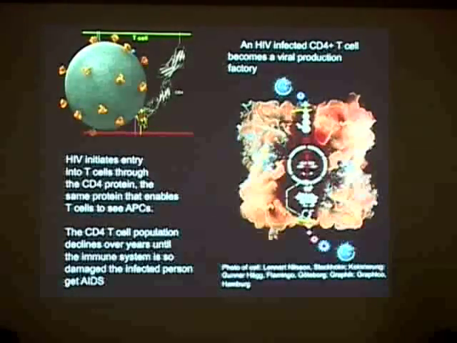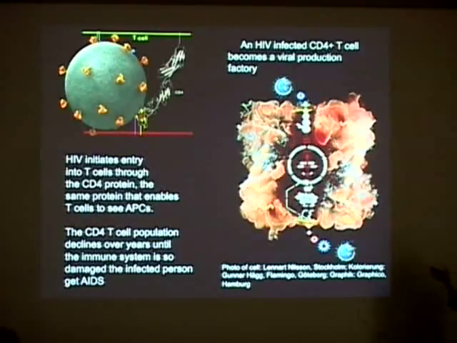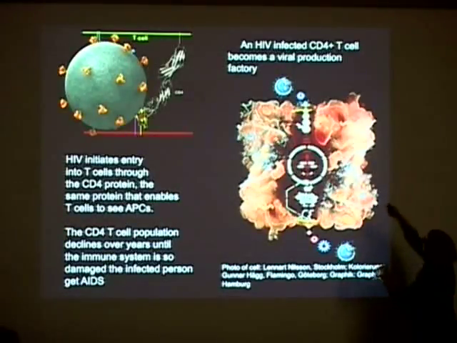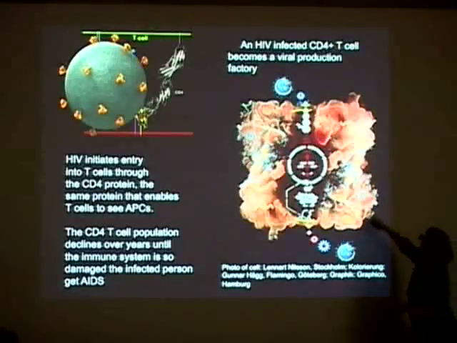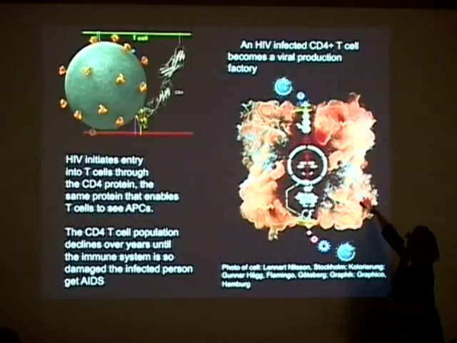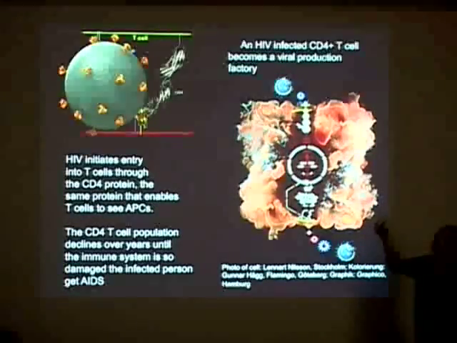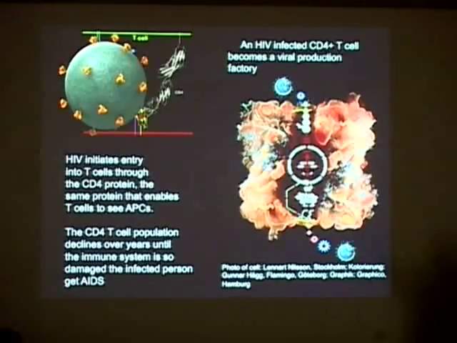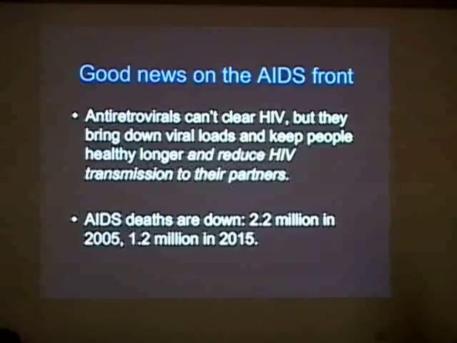So these beautiful T cells that are the conductors of our immune system, the virus gets in them, and here's a T cell that's been infected. These are all viruses coming out of it. So it's no longer doing its good T cell work, it's making viruses. So you want to be able to kill those T cells. And we have a lot of good news on the AIDS front.